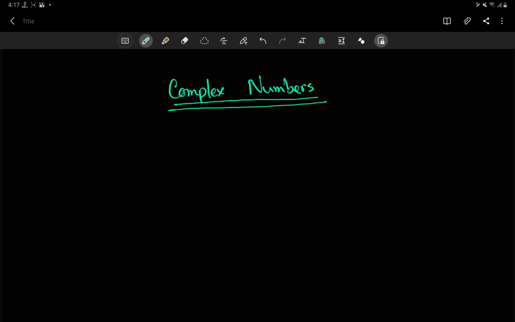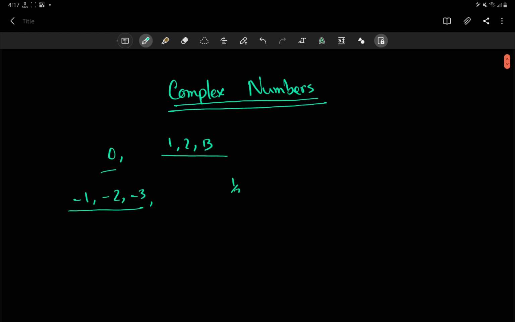So we already know what real numbers are. We know that we have zero. Then we have natural numbers like 1, 2, 3. Then we have negative numbers like -1, -2, -3. These are also called negative integers. Then we have fractions like 1/2, 3/4, minus 7 by 5, 3.5. Those are all fractions. Okay, and these are actually called rational numbers, but let's not go into that.